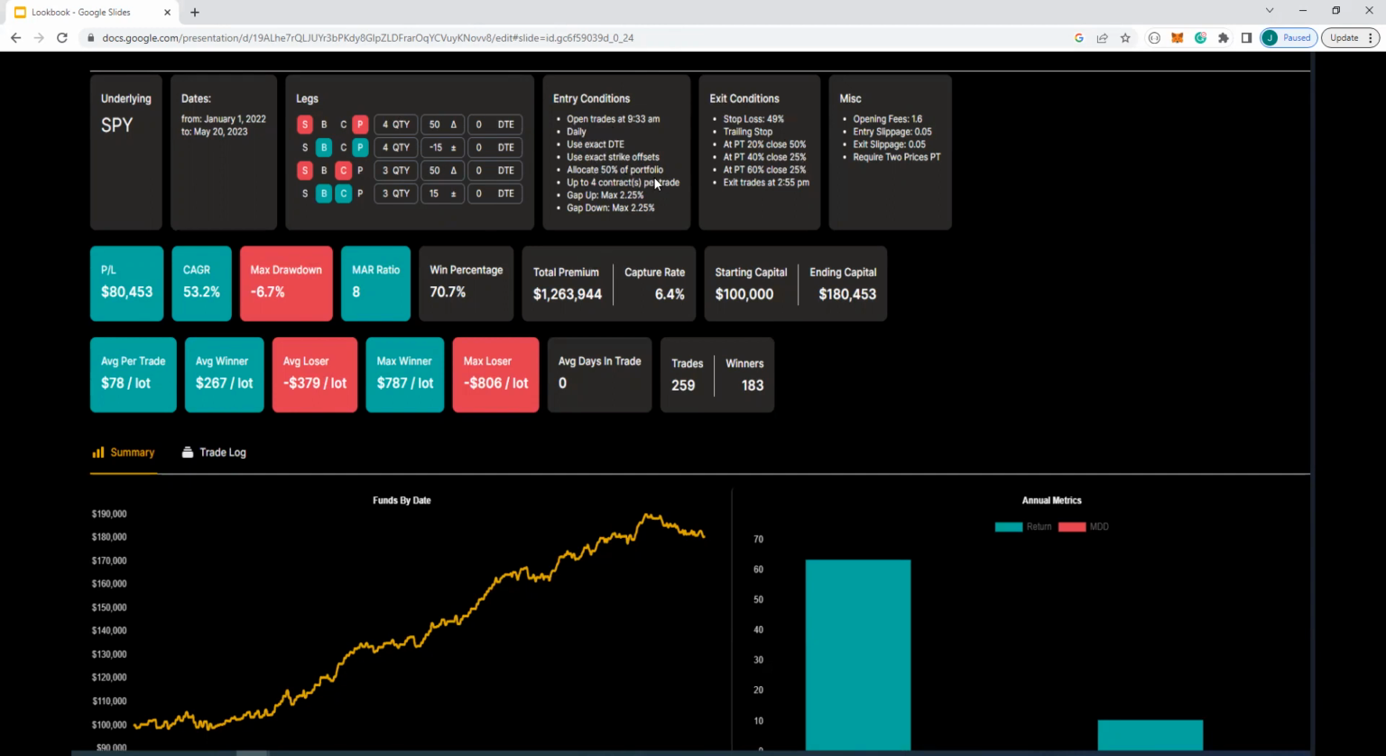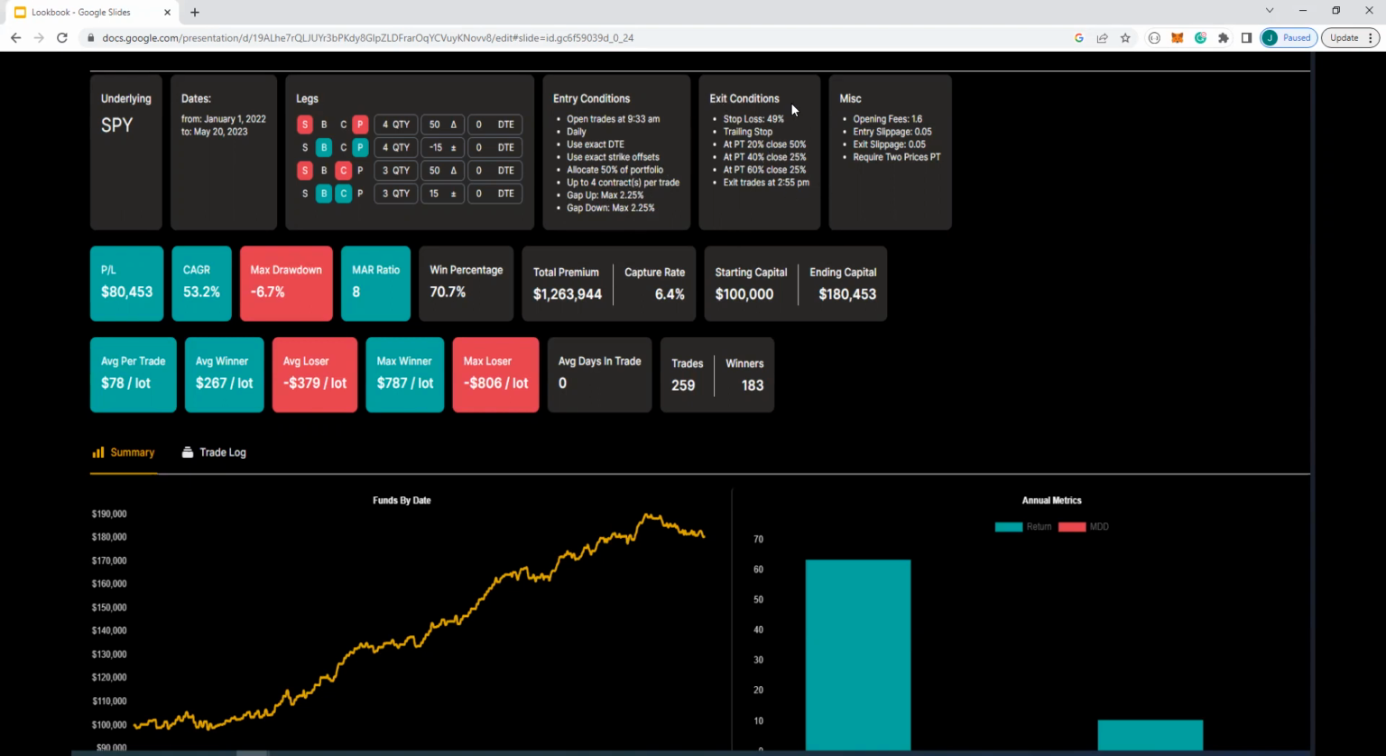I allocate 50% of my portfolio to it, which I definitely recommend you figuring out how you want to allocate, because everybody's different. I trade up to 4 contracts. I don't trade on gap days up of more than 2.225 and gap days down to 2.25.